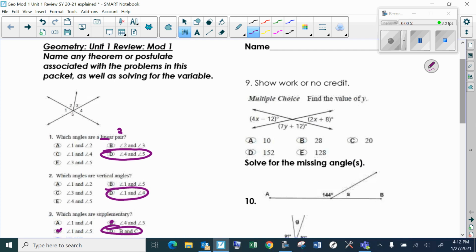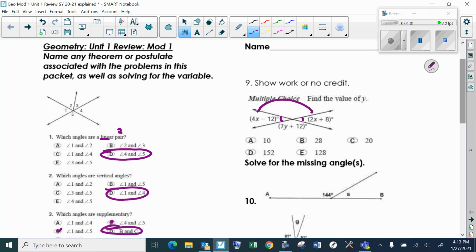Okay, now it's not multiple choice in a test. You'd actually name the angles with letters that would satisfy these conditions, for example. All right, find the value of y. Well, first I need to find the value of x. I know that these are vertical angles, so they're congruent.